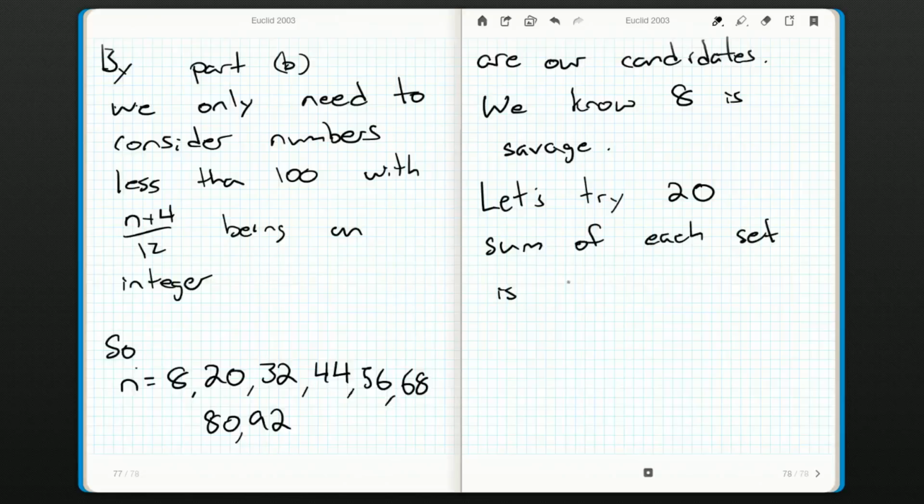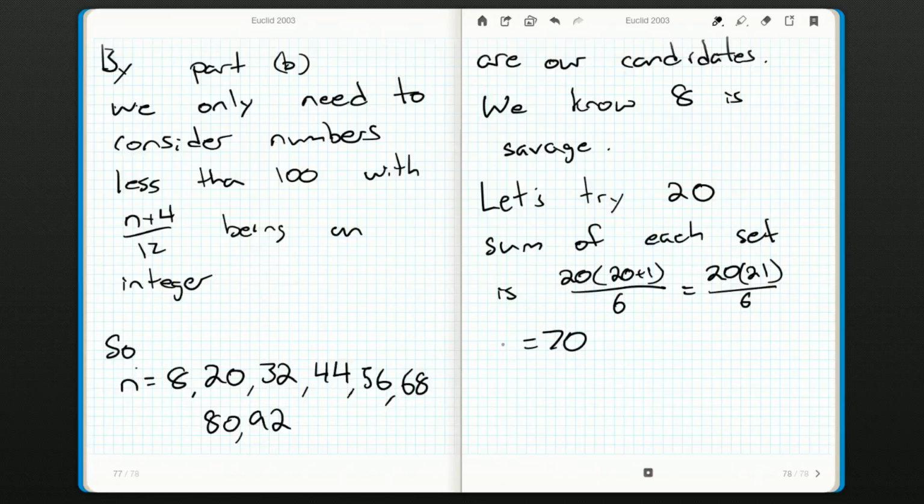The sum of each set is 20 times (20 plus 1) all over 2, and then divided by 3 again, so all over 6. So this is 20 times 21 over 6. The 3 will cancel out with that, so that'll be a 7, and then the 2 will cancel out there, so it should be 70. 70 is the sum of each of those?